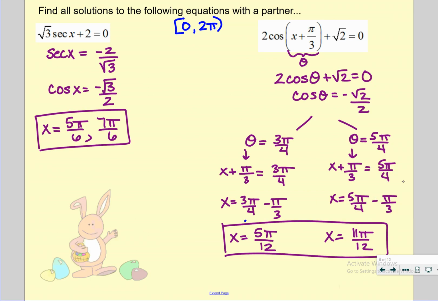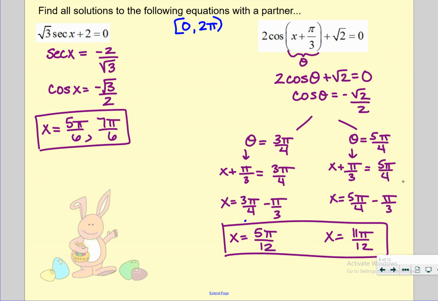Okay, let's check them. All right, so for the first one, I got the secant alone, and then I flipped it to make it a cosine. I think that makes it a little easier to recognize. And then you can just find the 2 places where cosine equals negative rad 3 over 2, which are 5 pi over 6 and 7 pi over 6. For the other one, you have kind of a weird angle there, so I made it a theta to start, solve the easier equation. The 2 places where cosine equals negative rad 2 over 2 are 3 pi over 4 and 5 pi over 4.